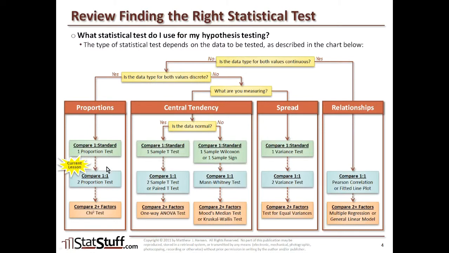Again, this is because the values that we're going to be looking at are both discrete type of values. And because of that, and because of looking at proportions among those discrete values and doing a comparison between one value and another value that are similar to each other, we're going to be using this particular test called the two proportion test.